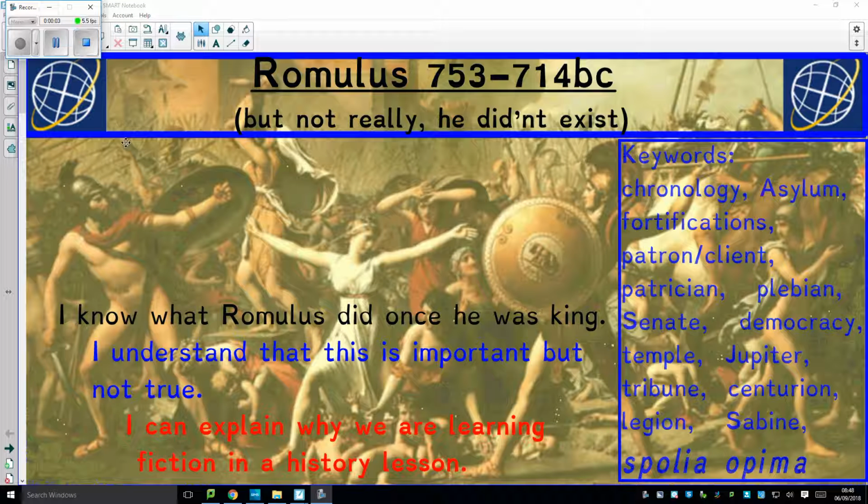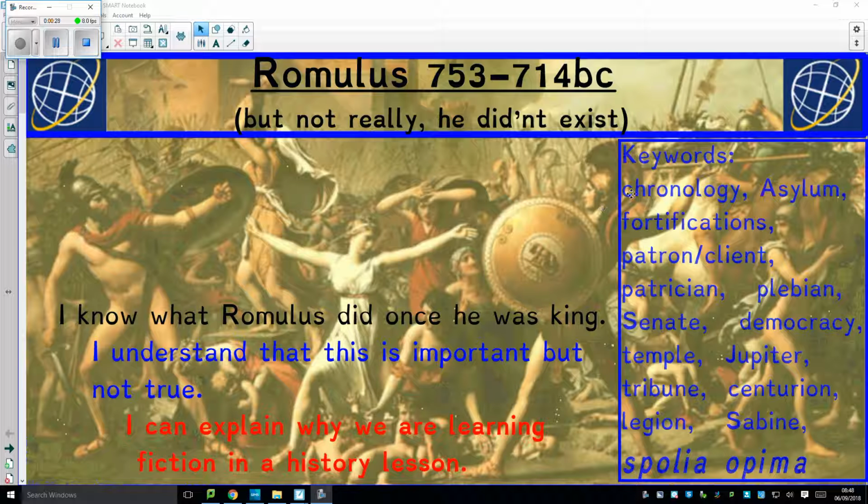So our second lesson on the origins of Rome is about Romulus and his reign as king. Romulus, 753 to 714 BC when he's said to have died, but not really, because you know what, he didn't exist. So I know what Romulus did when he was king. I understand this is important but not true. I can explain why we are learning fiction.